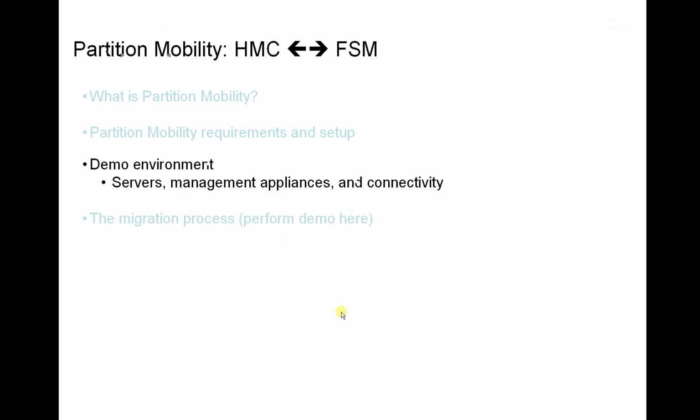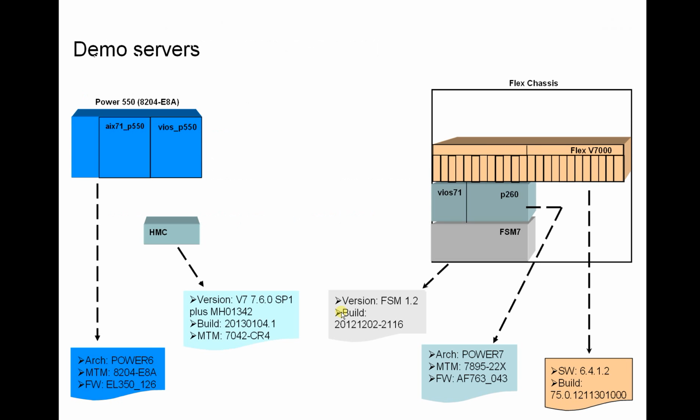So what is my environment? Well, this is what my environment looks like. As far as the source system is concerned, I'm using a Power 550 model 8204-E8A, so that's a POWER6, and my firmware level is 350.126, either absolutely current or very, very close to it. My target system is a P260 sitting in a Flex chassis. There are other components around this. I just extracted out the stuff that was important.